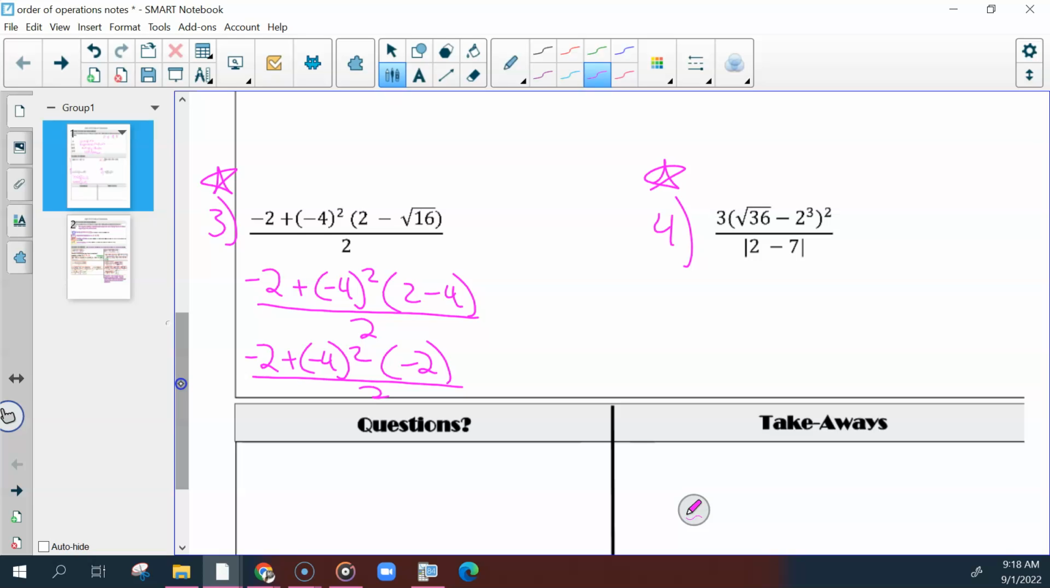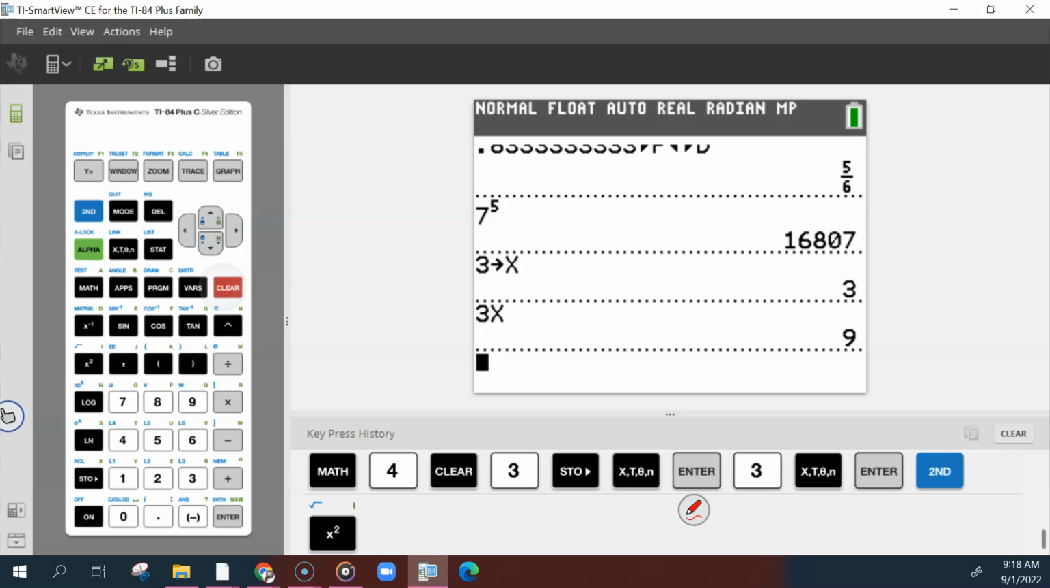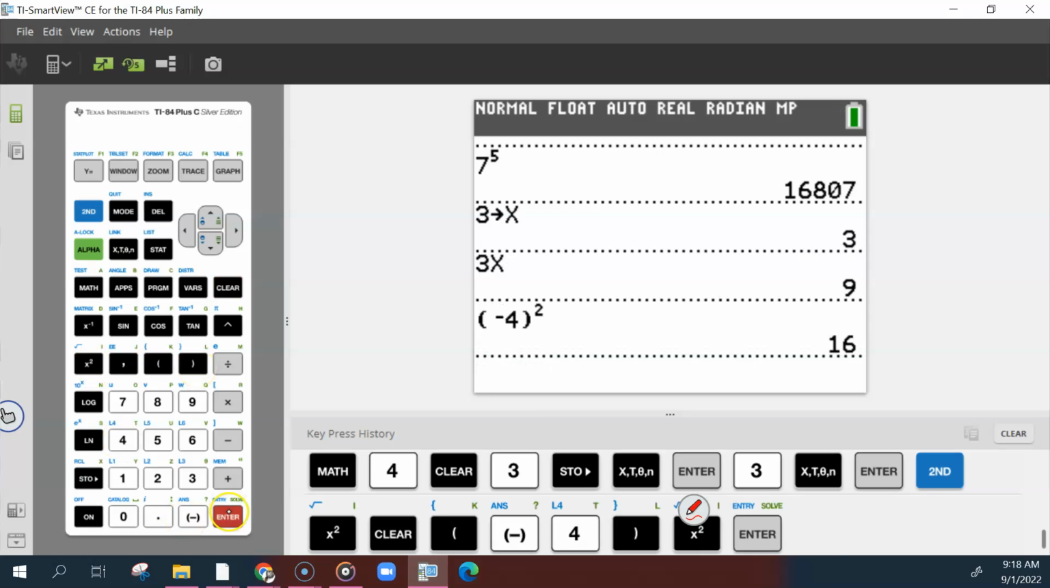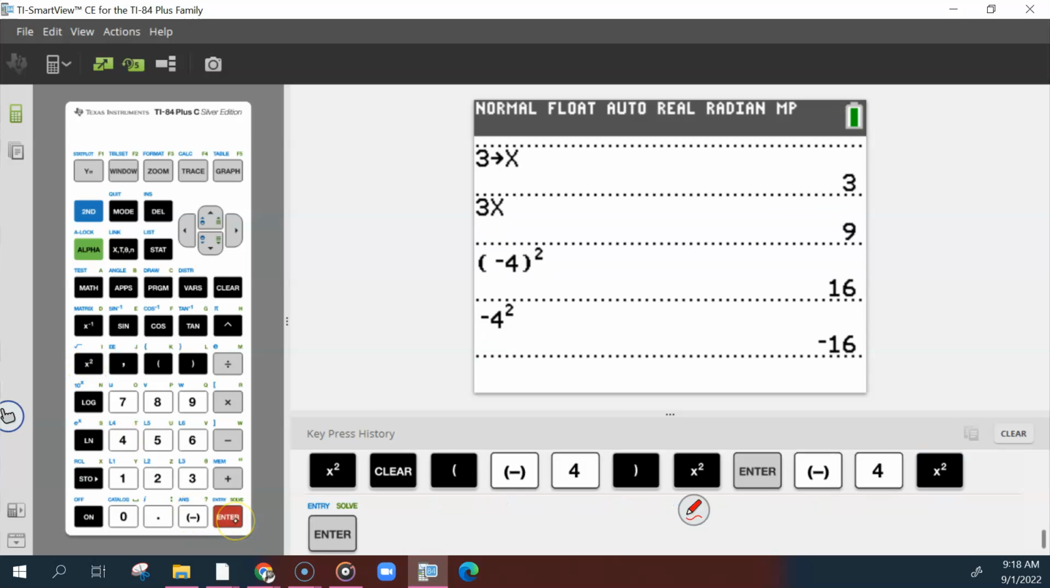So I'm going to tell you, if you were putting this in your calculator, use parentheses. Some of you may already know what this is, but I'm going to show you what happens if you don't use parentheses. So with parentheses, without parentheses, you get 2 different answers. What happens there is when you're not using parentheses, it imagines this as -1 times 4 squared, which is why you end up with a negative. So always use your parentheses.